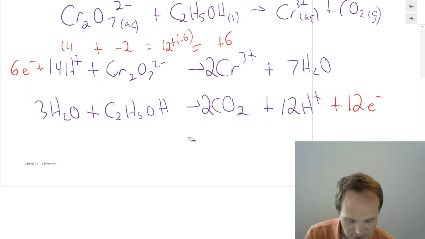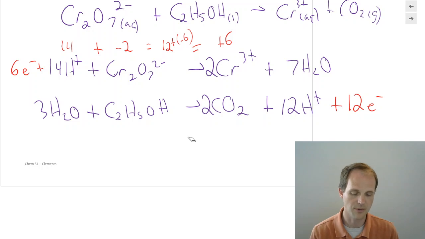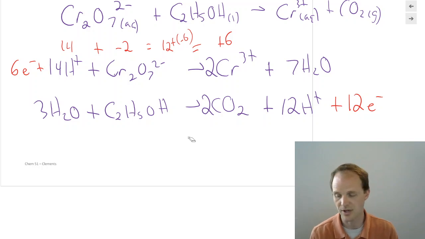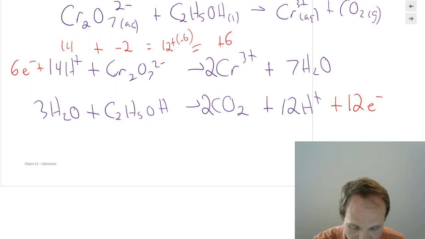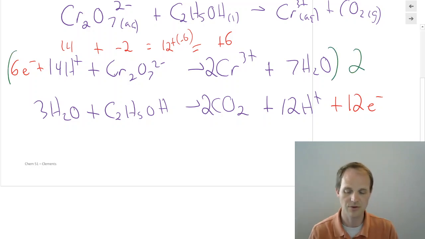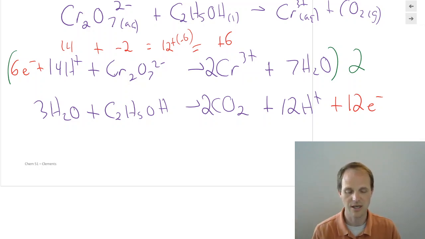All right, so now we've got our first reaction: 6 electrons, 14 hydrogens, dichromate going to the chromium 3 ion and water. The second reaction: 3 waters, our ethanol going to CO2 and 12 hydrogens and 12 electrons. Remember, we next have to make sure that we have the correct number of electrons, that if somebody's giving away 12 electrons, there's somebody accepting 12 electrons. Very similar to our previous example, we're going to end up multiplying everything here times 2. Why? We have 12 electrons in the second one. If I multiply the first one, I get 12 electrons in the first one. So I'm balancing electrons in this step.